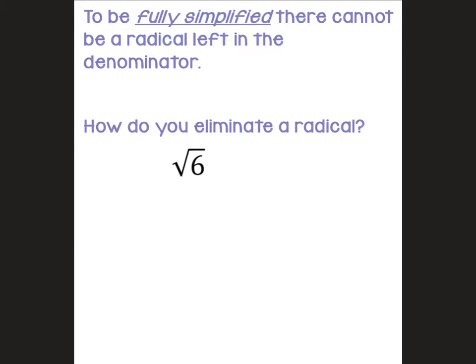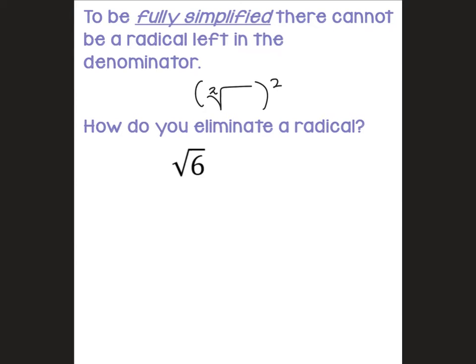To be fully simplified, a radical cannot be left in the denominator. So if you need to eliminate a radical, how would you do that? If you think about a square root, we talked about how if there's no index, it's really a 2. The opposite of square root, if you were going to solve something, would be to square it. Those would cancel each other out.